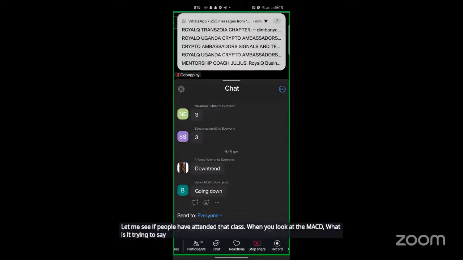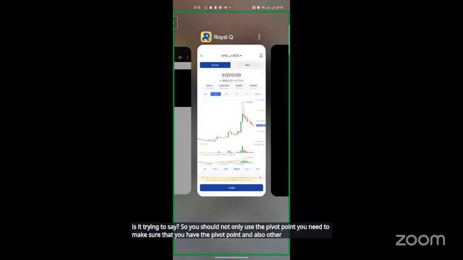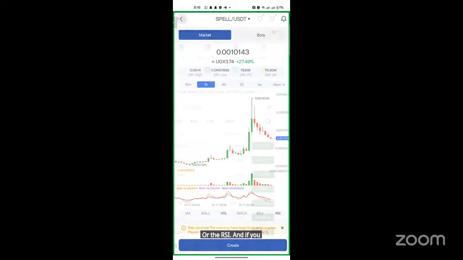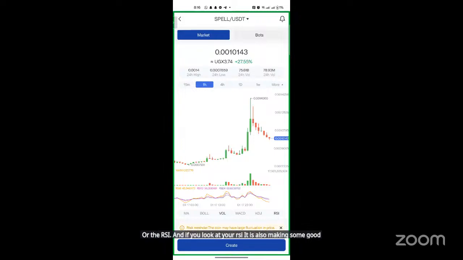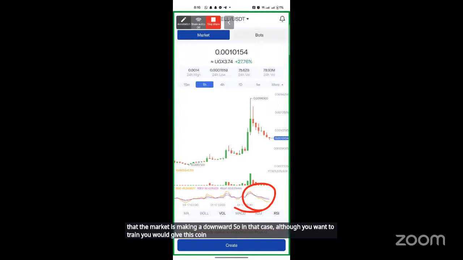So you should not only use the pivot point, you need to make sure that you have the pivot point and also other indicators like the MACD or the RSI. And if you look at your RSI, it is also making some good statement that the market is making a downward movement. So in that case, although you want to trade, you would give this coin some break time. Then you find another coin. I don't know if that is clear.